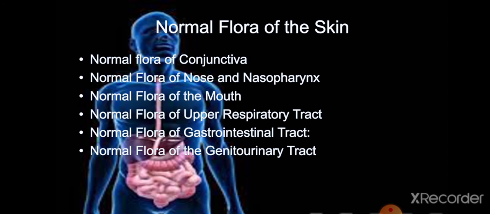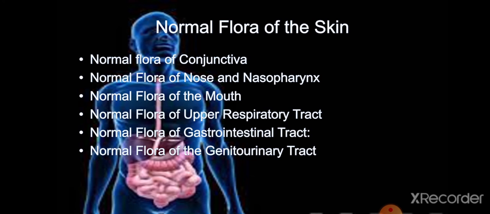Next is normal flora of upper respiratory tract. Within 12 hours of birth, alpha hemolytic streptococci are found in the upper respiratory tract and become a dominant organism of the oropharynx and remain for the whole life. In the pharynx and trachea, similar flora is established. Smaller bronchi and alveoli are normally sterile.